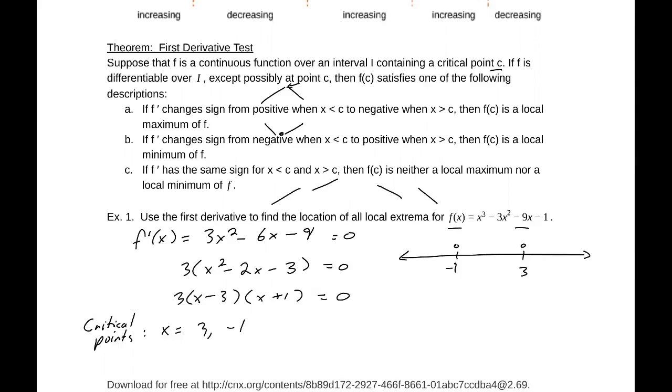If I plug in 0 into my derivative, I get a negative value, so it is decreasing in that interval. If I plug in a value of 4, that is going to make for a positive value, so it's increasing there. If I plug in negative 2, it will be positive. So my function is increasing from negative infinity to negative 1, not including negative 1, and it's increasing from 3 to positive infinity, decreasing between negative 1 and 3.